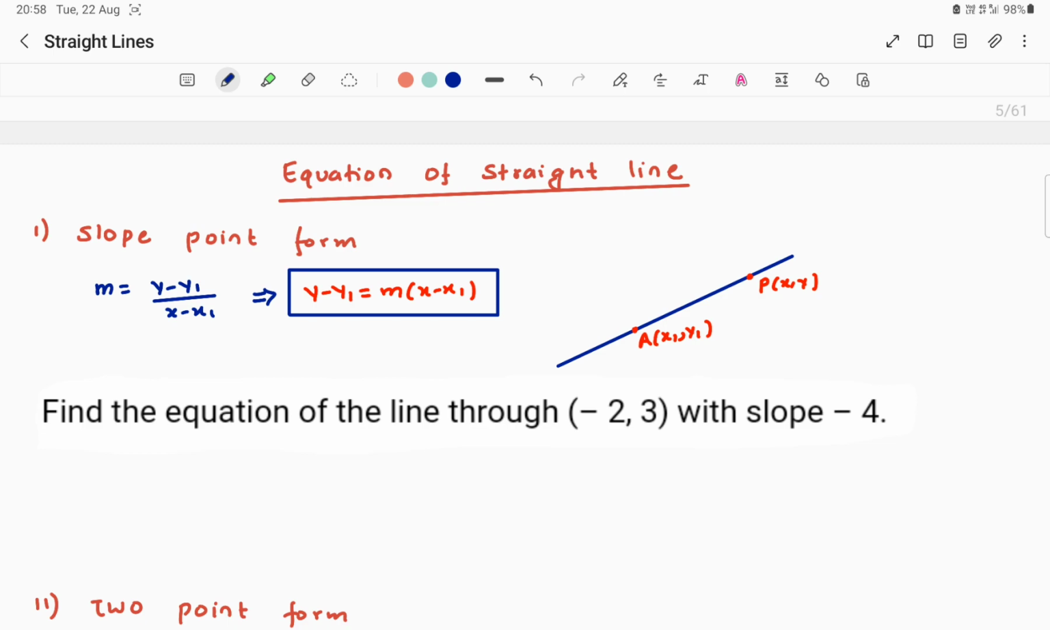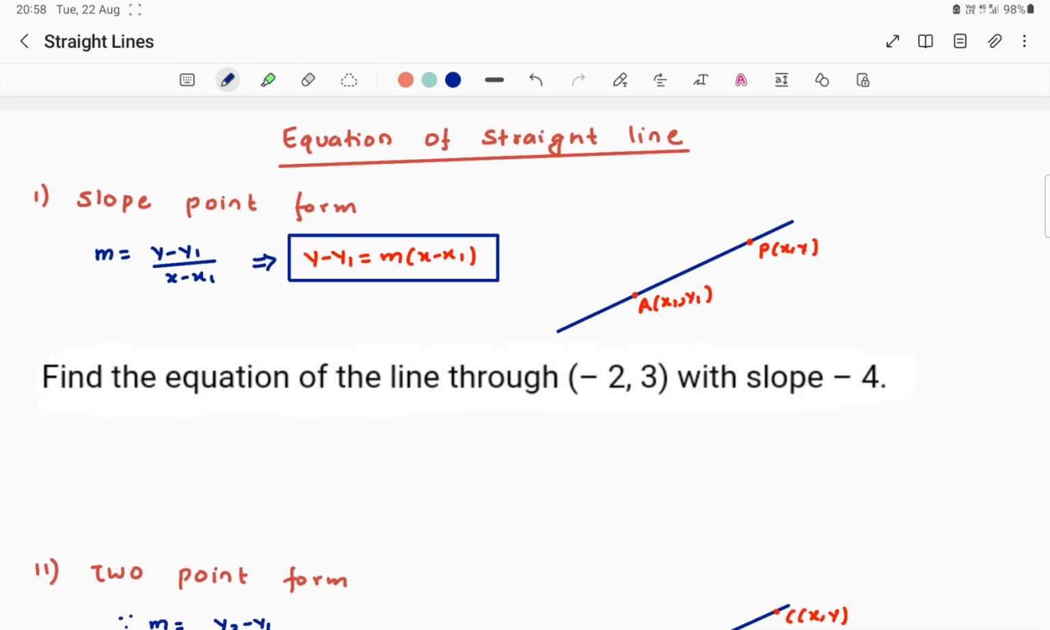Fine. So now formally we are getting into the topics which we have to learn in this chapter. We are going to derive the equations of a straight line. There are various forms, so we should understand which form to use where.